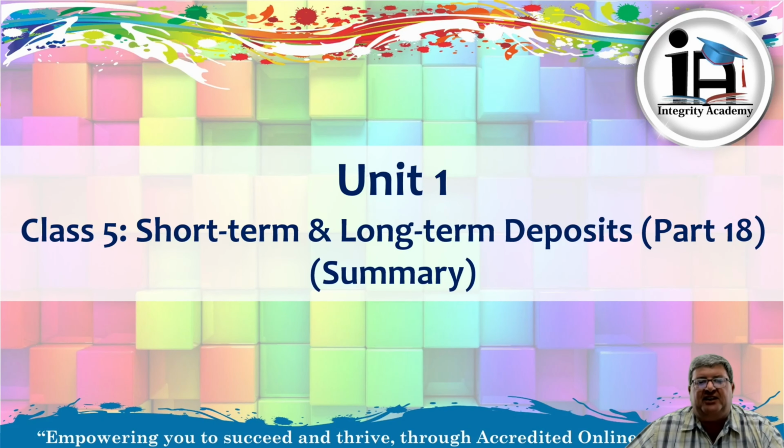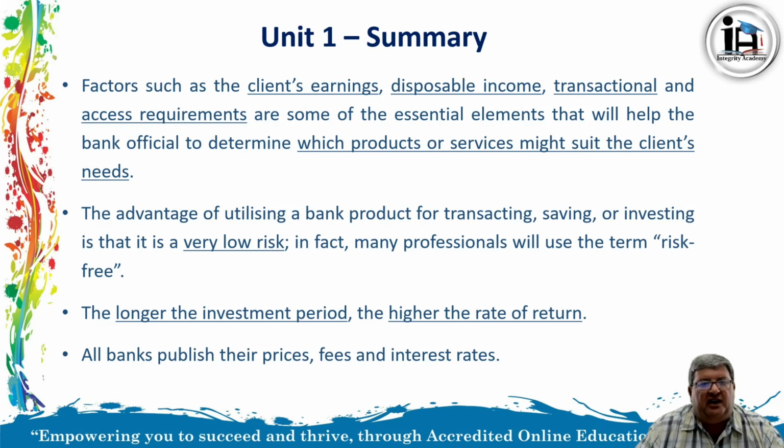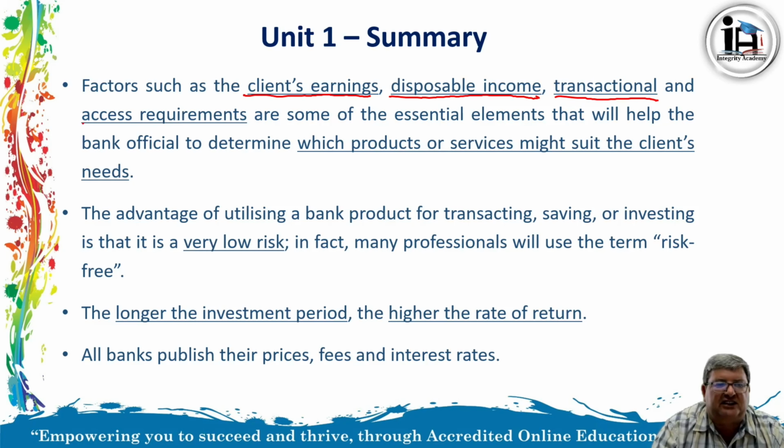We look at part 18, which is just a summary of everything we've done up to now. So let's look at the summary. Factors such as the client's earnings, as we said before, the disposable income, so what can they afford to pay, transactional and access to the funds requirements are some of the essential elements that would help the bank official to determine which products or services might suit the client's needs.